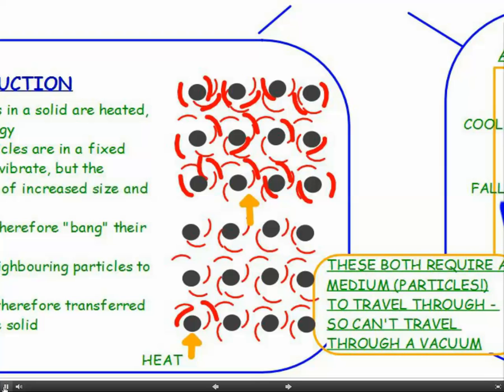So the diagram shows particles being heated at the bottom there, and these particles gain energy. Their vibrations become bigger and more frequent. They collide with their neighbours, causing their neighbouring particles to vibrate, so the energy is transferred throughout the solid.